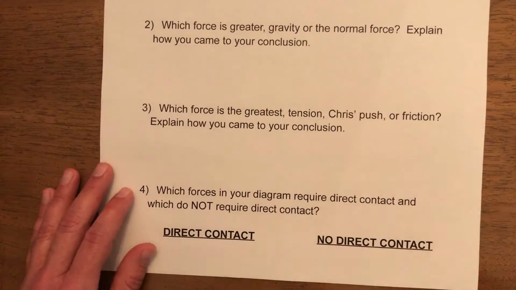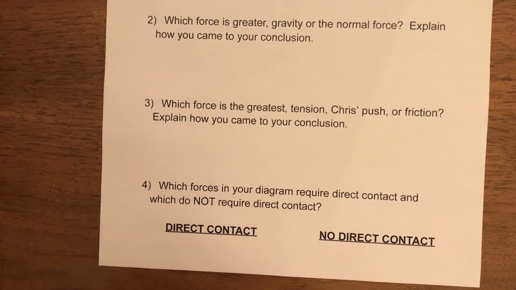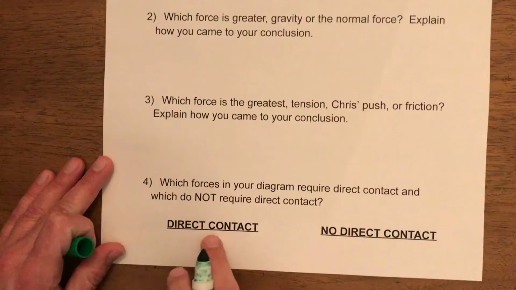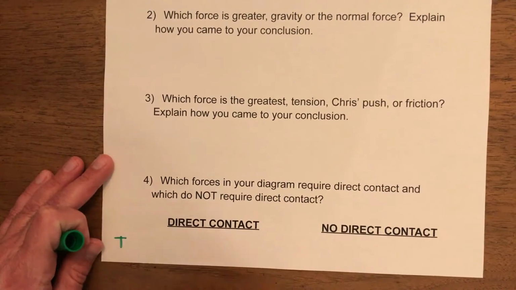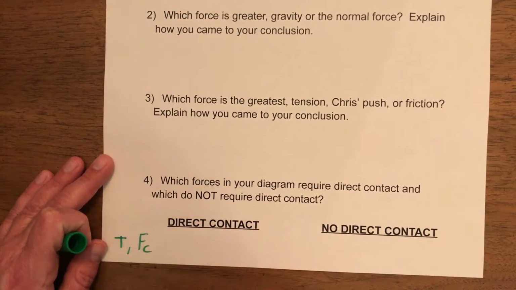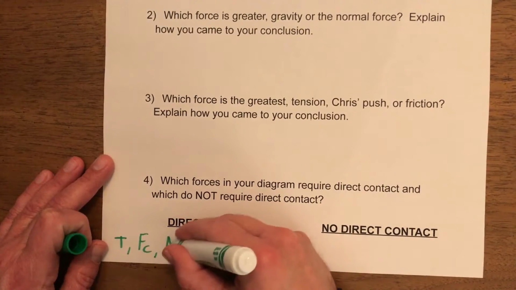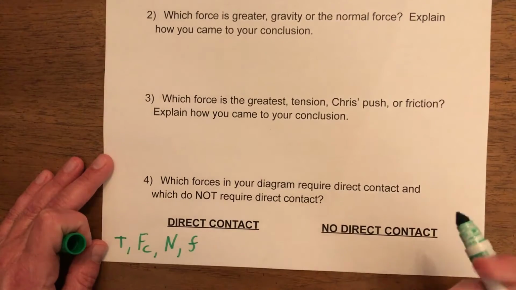And so finally it says, which forces in your diagram require direct contact and which do not require direct contact? Well, almost all of them require direct contact. Tension is direct contact; you've got to be in contact with the rope. Chris has to be directly pushing on the block. A normal force, you can't have the ground push up on you if you're not pushing down on it. Friction, you can't have the ground exert friction on you if you're not scraping up against it.